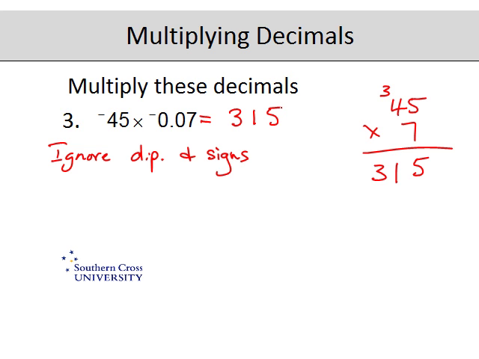We look at the question to see how many numbers there are after the decimal point, and there's none in 45, but there's 2 here, so that makes 2 in our answer. So that means our decimal point must be there. Now we have to look at the signs. A negative times a negative makes a positive. So our answer is positive 3.15, or we could just simply say it's 3.15.